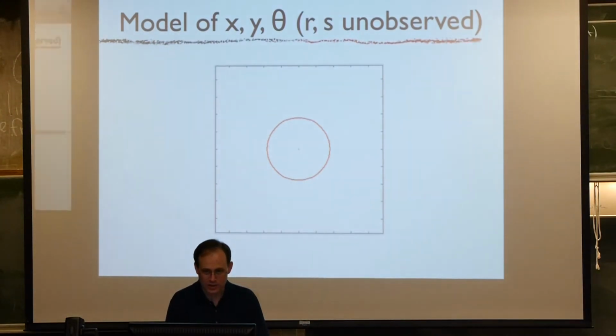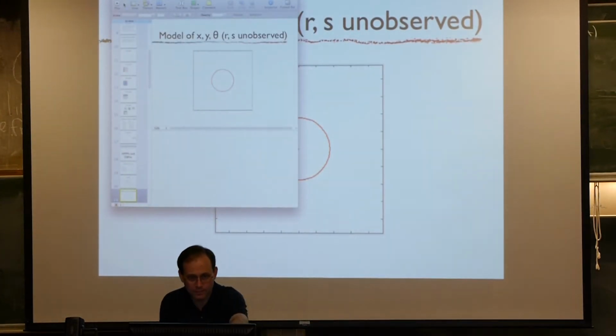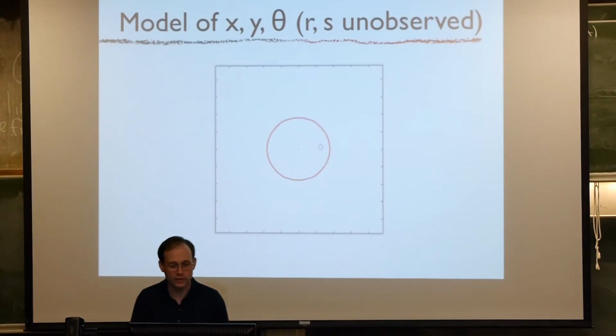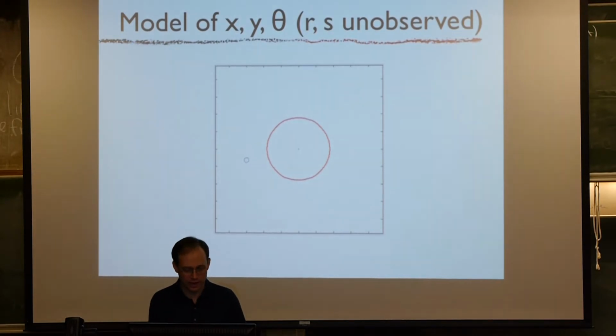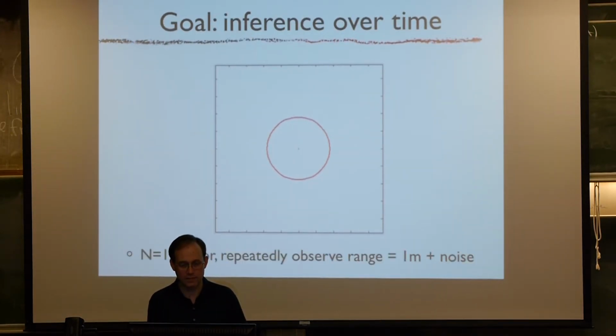All right. So as I was saying, if you run this model you get something that looks like this. This is just the robot wandering around, just to give you an idea of what the model looks like. And the goal then is going to be inference over time. What I'm showing here are samples from the posterior as we run the robot around for a while. There's one sensor, which is at the center of the screen, and we're repeatedly observing that the range is 1 meter plus noise. If you keep observing that, the robot must be going in a circle around the sensor. And that's what this is showing.